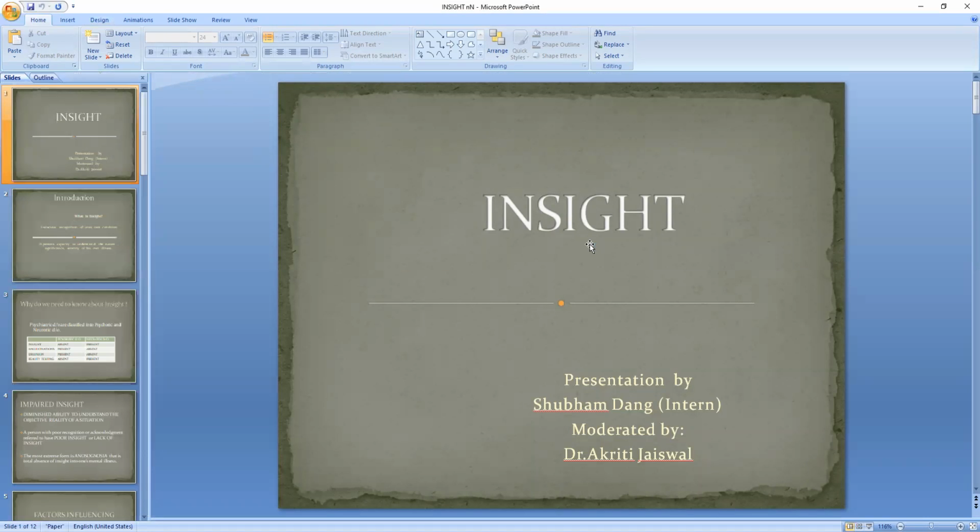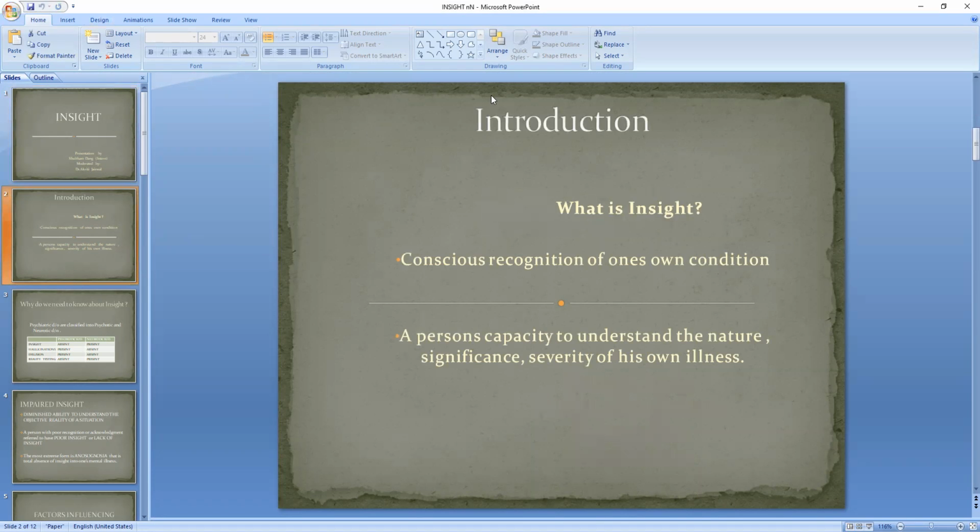Good morning, all. So I'm going to present insight today. What is insight? It is the conscious recognition of one's own condition, or a person's capacity to understand the nature, significance, and severity of his own illness.